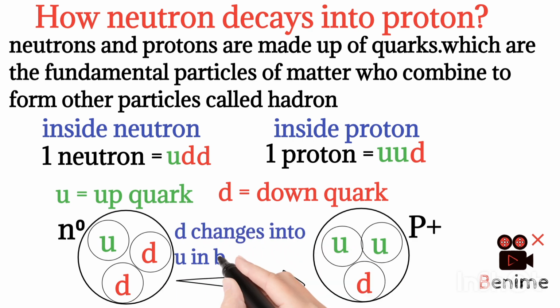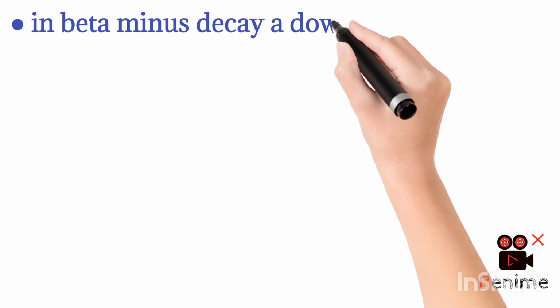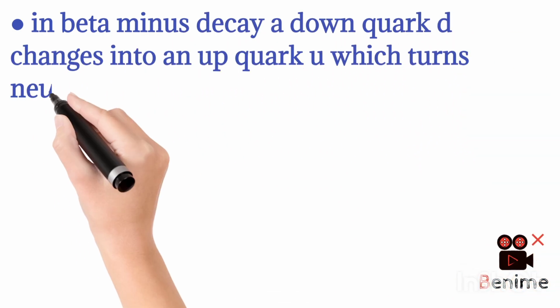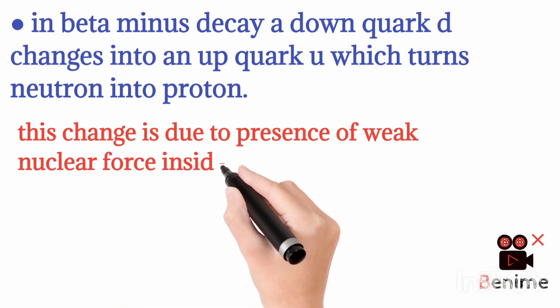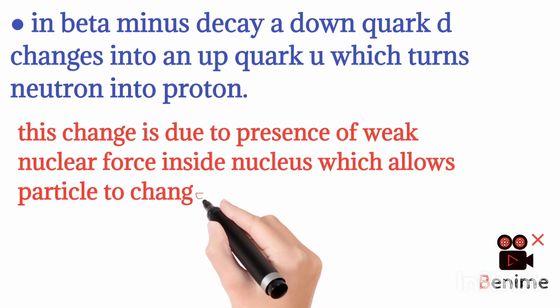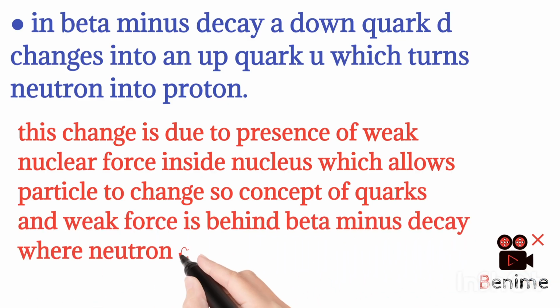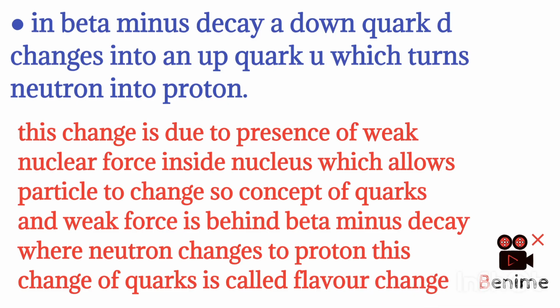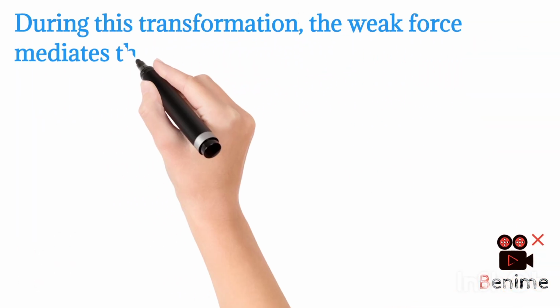This change in quarks is due to the presence of the weak nuclear force inside the nucleus. Weak nuclear force is one of the 4 fundamental forces that allow particles to change into other particles by changing their quarks. This change is also called flavor change. Weak nuclear force is responsible for beta decay.